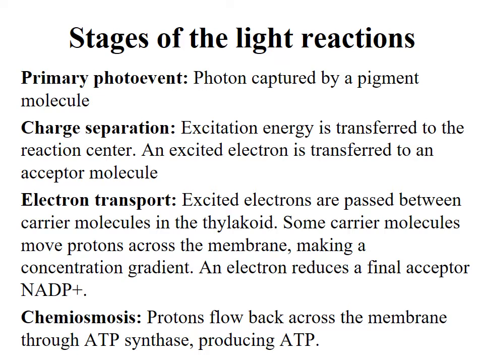the reaction center. Then electron transport, that's the exchange of electrons between proteins on the thylakoid membrane, resulting in proton pumping and the generation of a proton gradient. And then finally chemiosmosis, which is protons flowing back across the thylakoid membrane through ATP synthase, generating ATP.